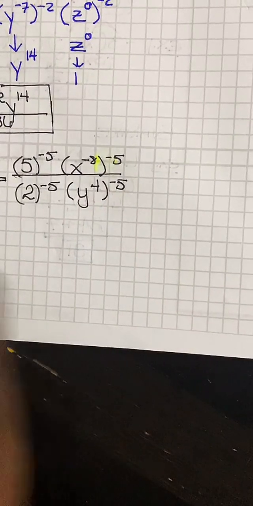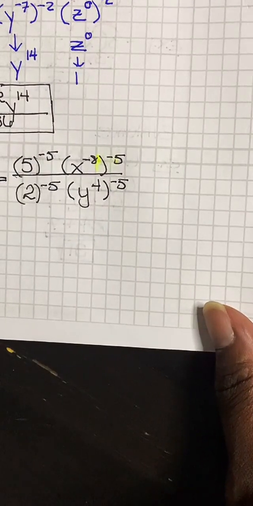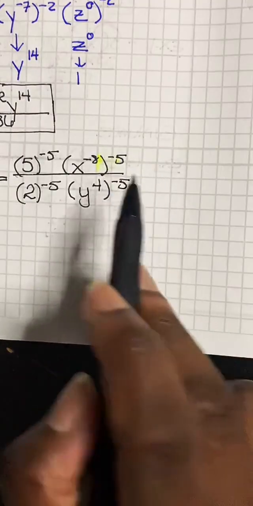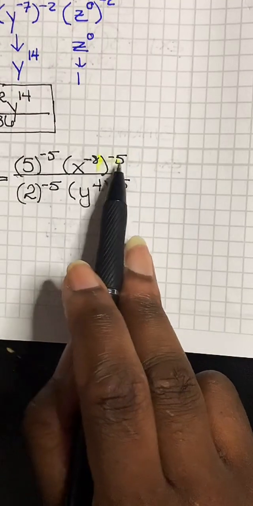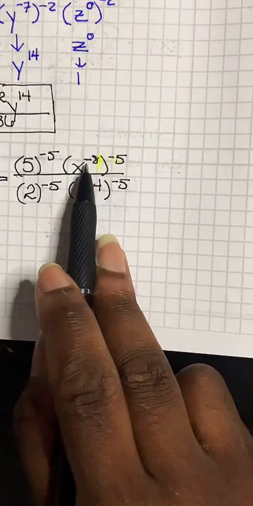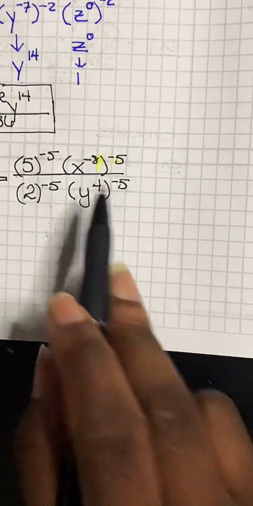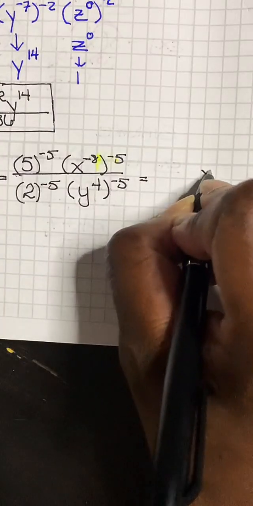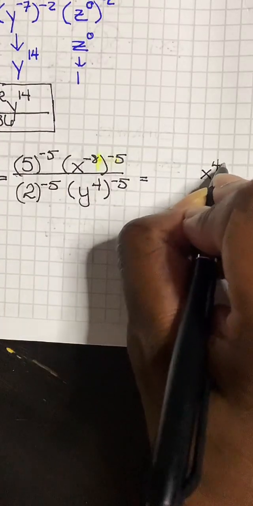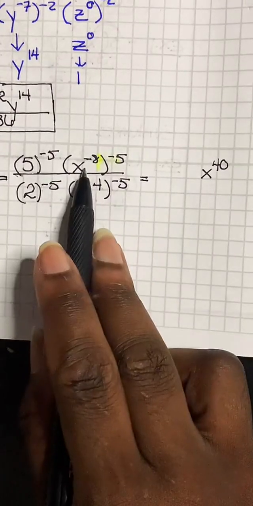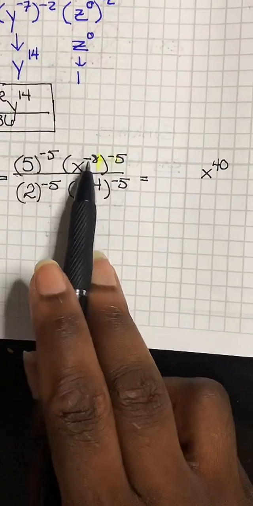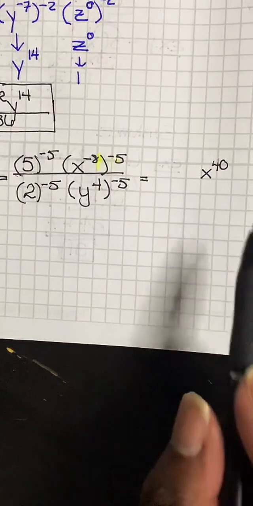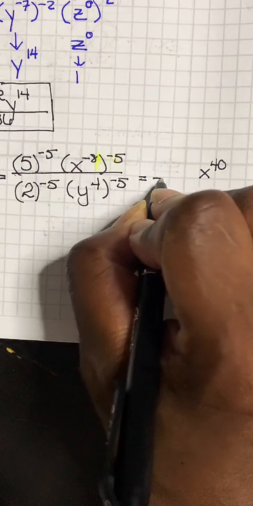So, looking at my x's, I have -8 and -5. A negative times a negative will give me a positive. So that would be my x to the 40th. And that's going to stay in the numerator, because a negative times a negative gives me a positive, and since it has a positive exponent, it can stay right where it is.